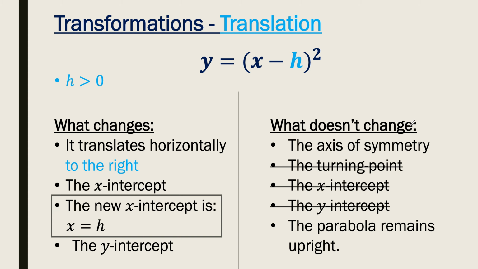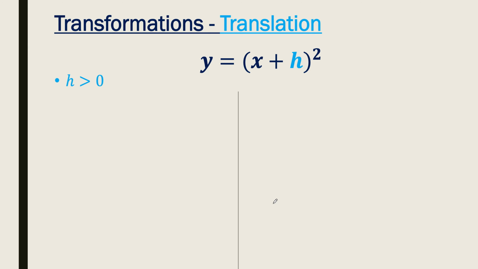Fantastic. Now, what doesn't change? The axis of symmetry doesn't. Again, mistake. The axis of symmetry does change because now the axis of symmetry is going to be this one. So the axis of symmetry does change, but the parabola remains upright. Okay, wonderful.